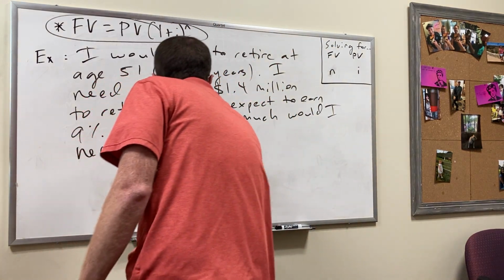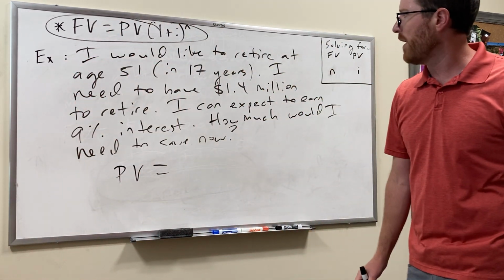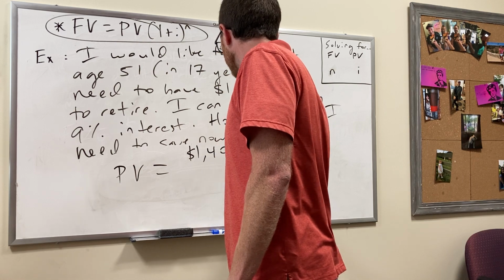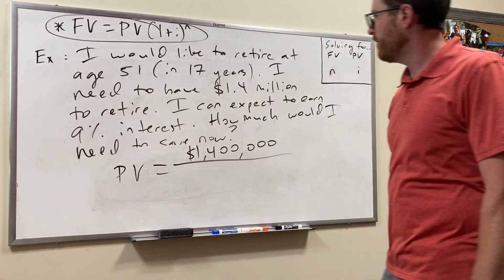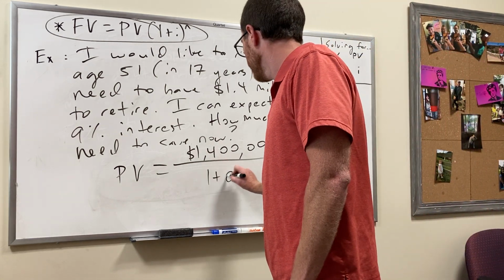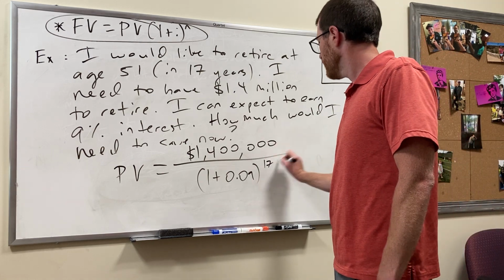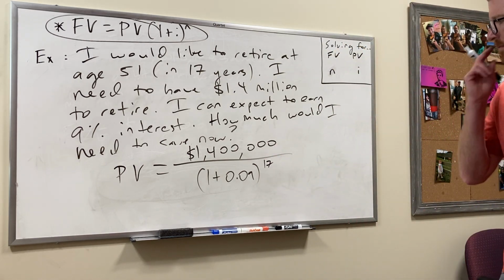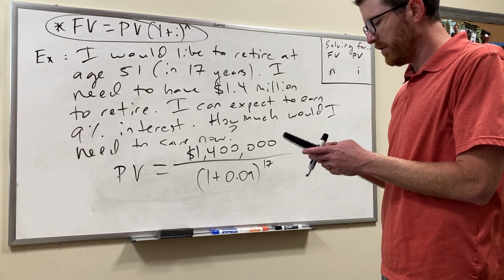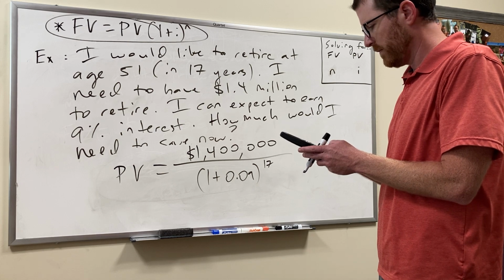Let's now put in values. All right, the present value is equal to the future value, which is at 1.4 million, divided by 1 plus the interest rate raised to the n, raised to the 17 there. Okay? Just use your calculator to figure out what you get. Just make sure you're being very careful when you do your solving.